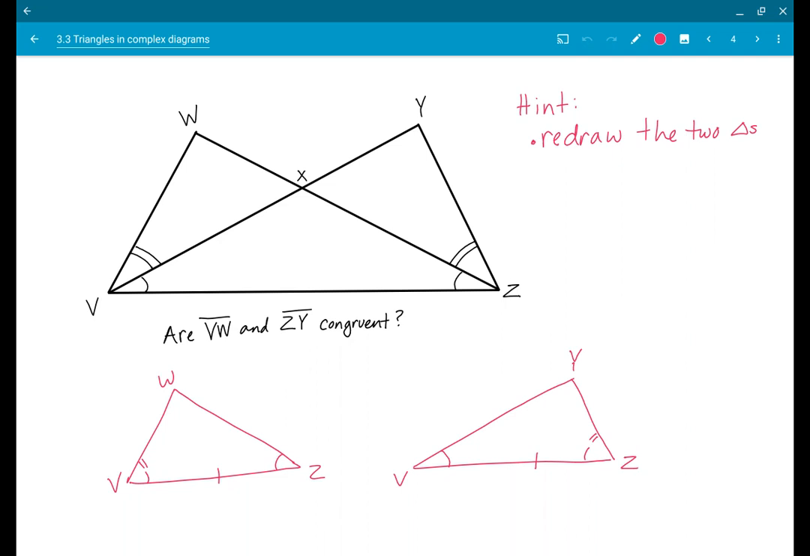And so I redrew the two overlapping triangles to get a little bit of perspective. Now, each of the two overlapping triangles has one angle with a single marking, and the larger angle is made up of the single marking and the double marking. And I also saw that they share a side, VZ. VZ has to be congruent to itself. So I could use angle, side, angle to prove that those two triangles are congruent.